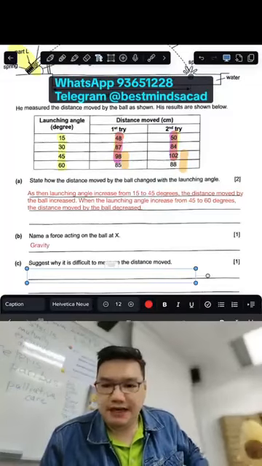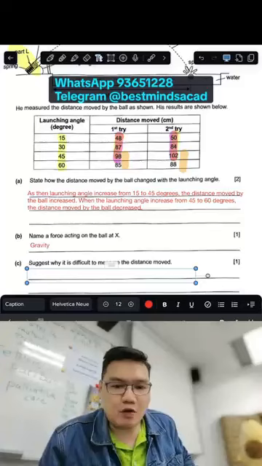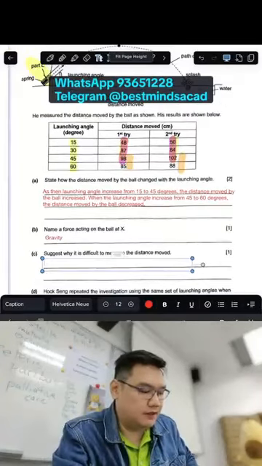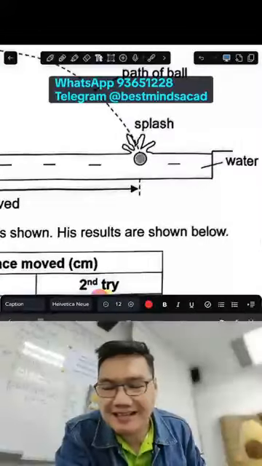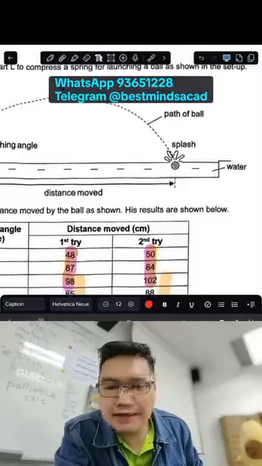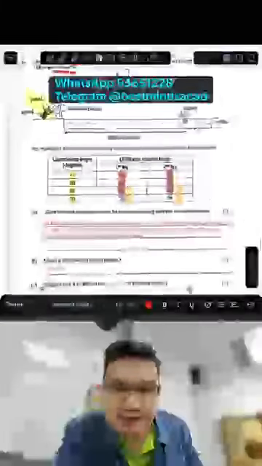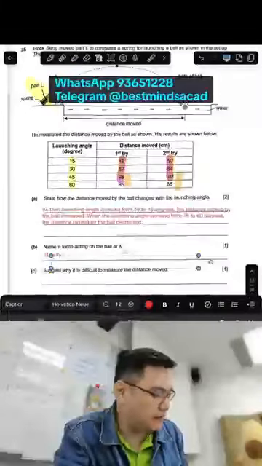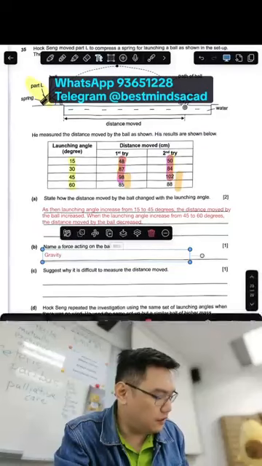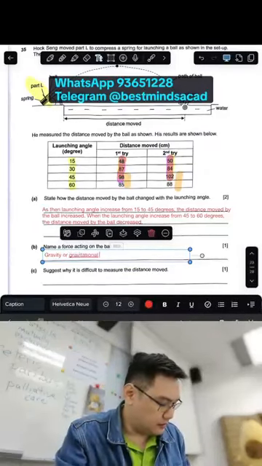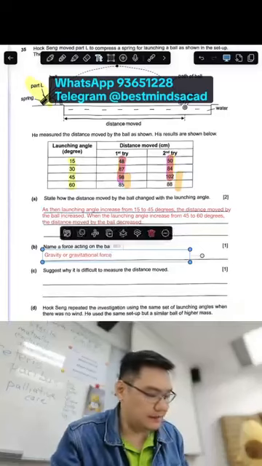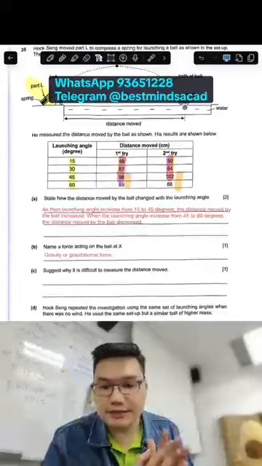Okay, now this one, right, they accept quite a lot of answers. Why is it difficult to measure the distance moved? Now, you see, there's a splash. They draw the word splash for a reason. Right? Gravity and gravitational force are interchangeable at PSLE. You can write both. You can either put gravity or gravitational force. Both are accepted for full marks.